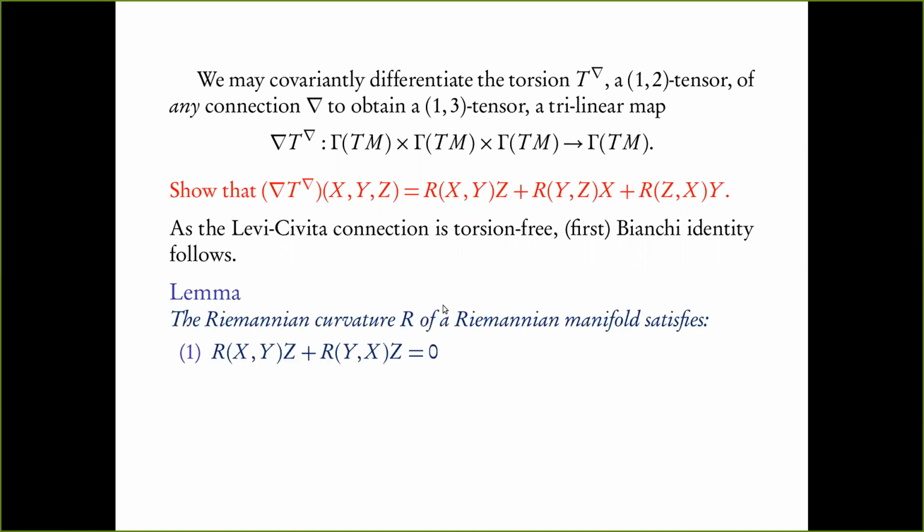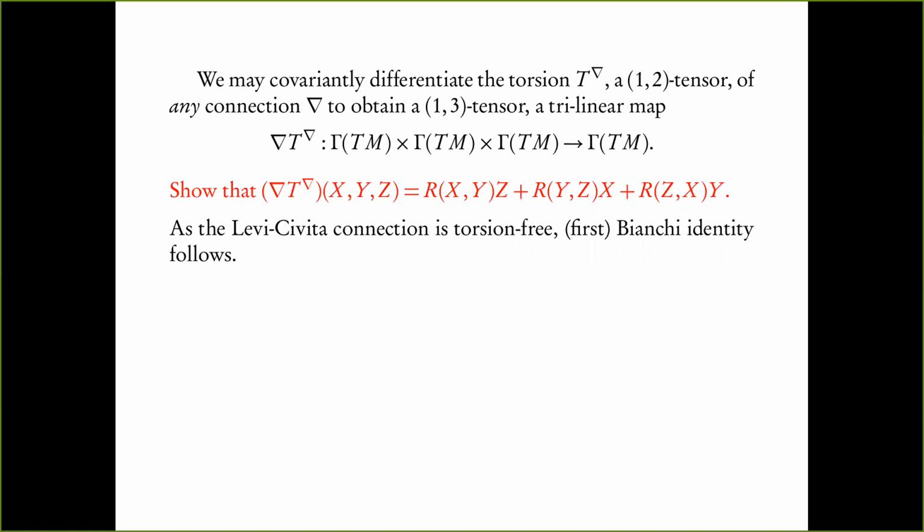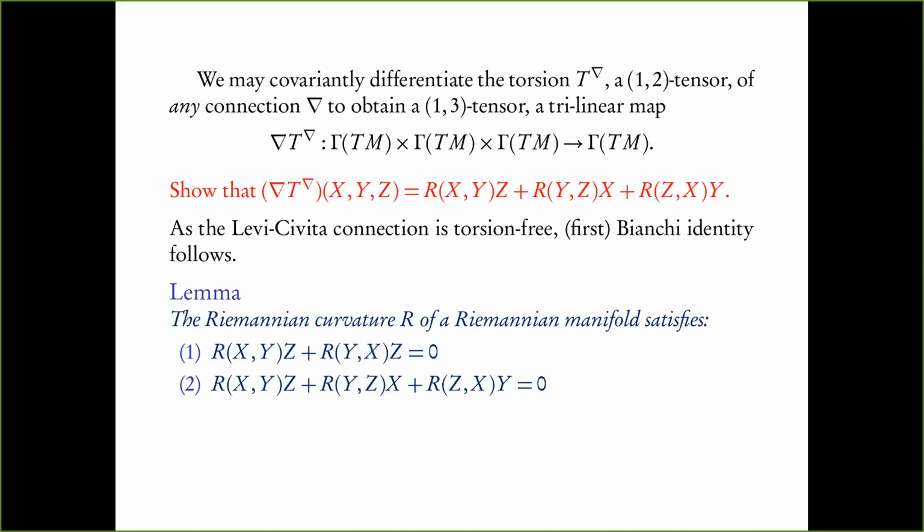Okay, so let me combine the 2 properties that we have shown so far. One of them was R is skew-symmetric in X and Y, and that followed pretty much from the definition. Then we have the first Bianchi identity. So let me combine all of them and throw in a few more so that we have a nice list of properties that the Riemann curvature tensor satisfies. So this is a lemma.